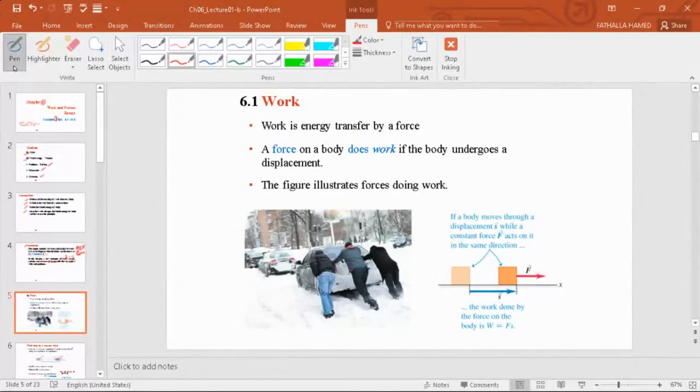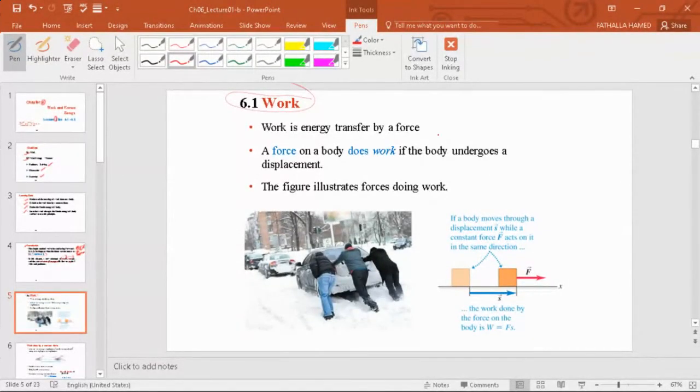Now, to start with how we define work, we say work is energy transfer by a force. So you really have to apply a force to do work. And a force on a body does work if the body undergoes a displacement. So that's now a definition here. If there is a displacement caused by an applied force, then in this case you have work.